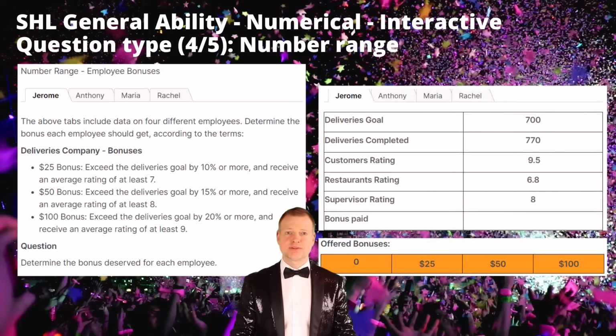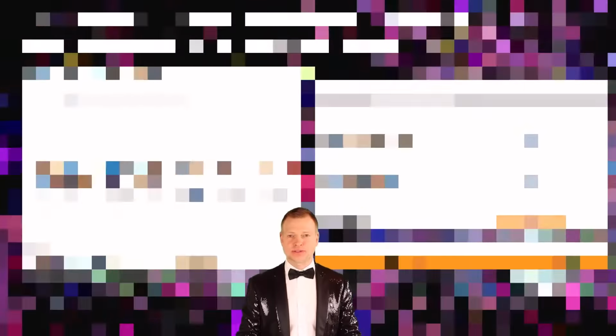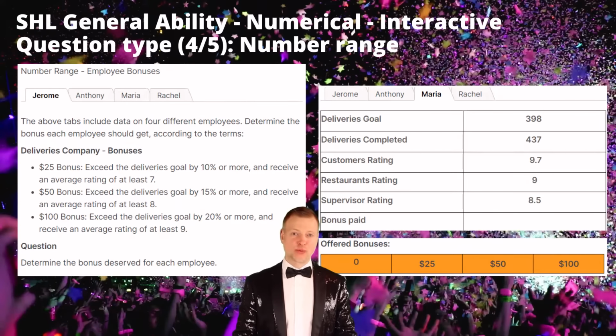You should quickly see that Jerome exceeded the goal by exactly 10% and that the average of his rating certainly exceeds 7, hence his bonus is $25. Anthony has over-delivered by 15% and his average satisfaction rating equals 8, so he is entitled to receiving a $50 bonus. You can quickly derive that Maria will be sent home without the bonus since she did not reach the 10% target, however happy her customers may be.